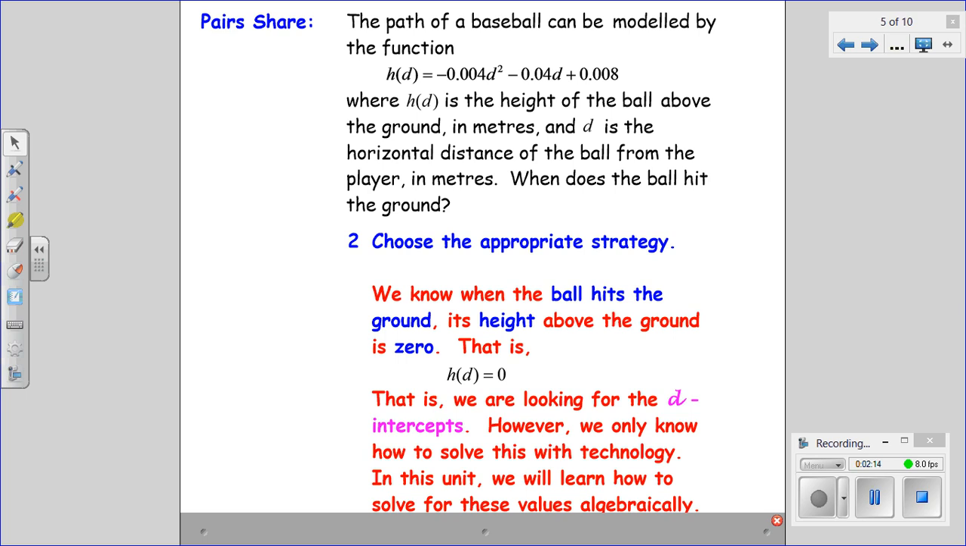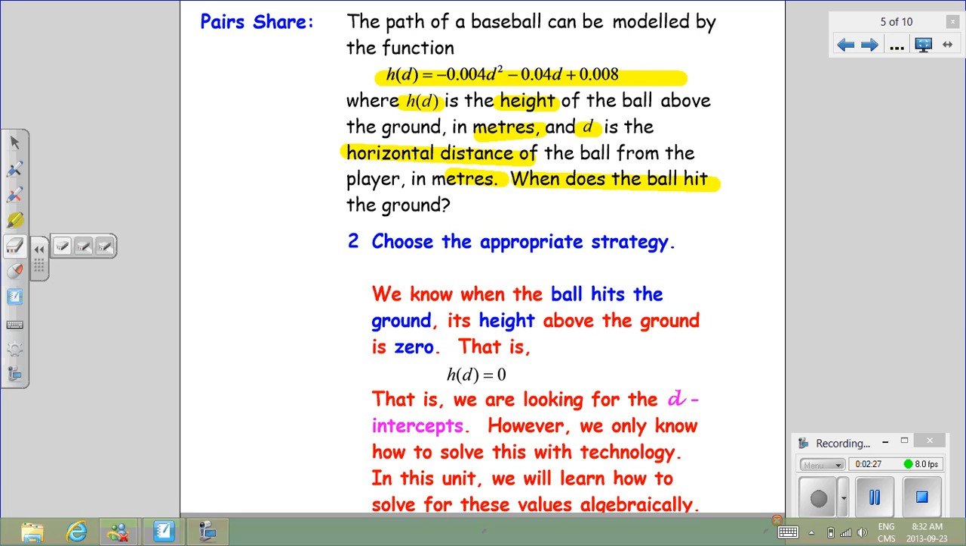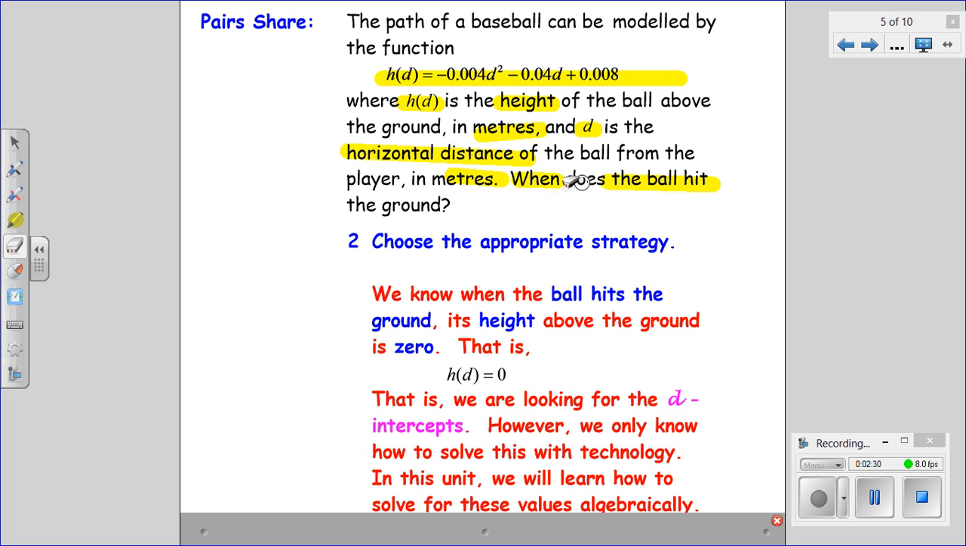That means we're looking for the d-intercept. Okay, we forgot to highlight. h(d) is the height above the ground. d is the horizontal distance in meters. It wants to know when it hits the ground, and we're looking for when. And our units are all meters.